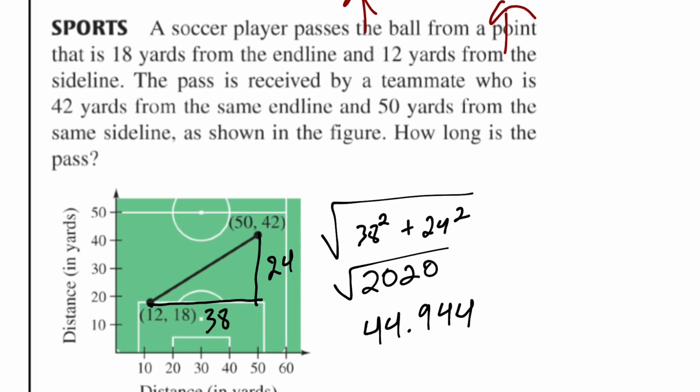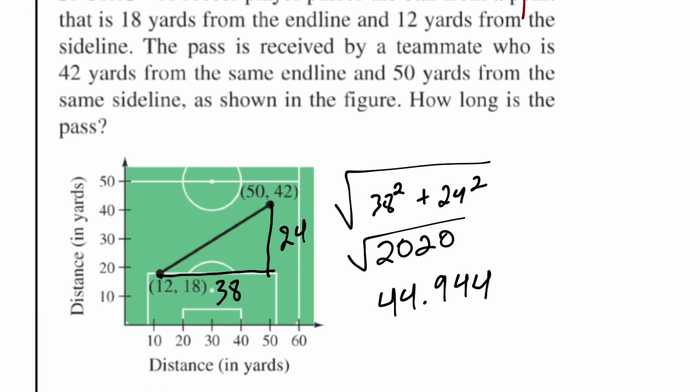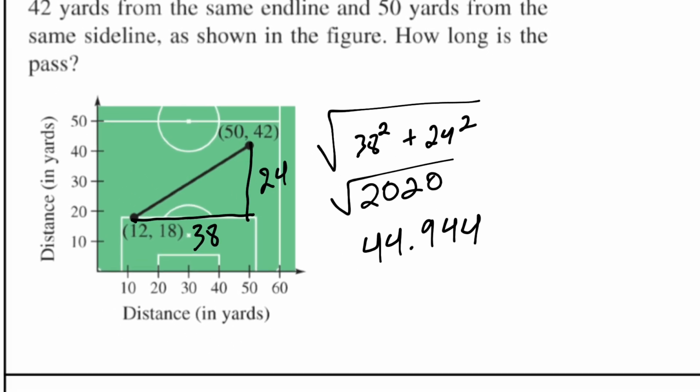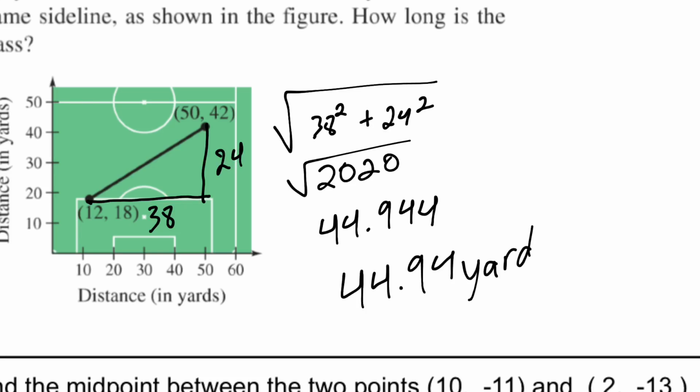If we have one where you have to round on the quiz, I'll tell you which place to round to. Let's say it was the 100th place. Then this would turn into 44.94 because you look to the right and you round. And of course our unit here is yards.